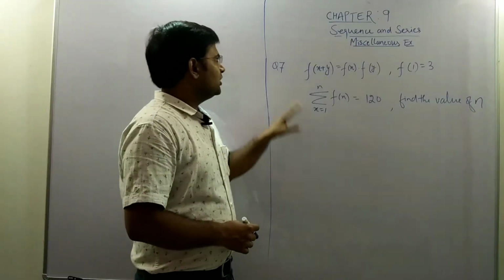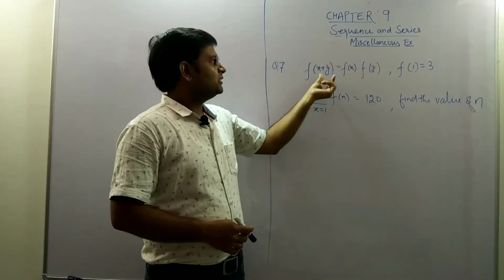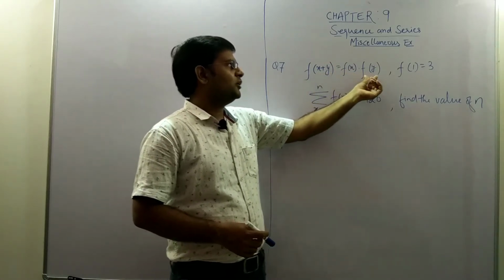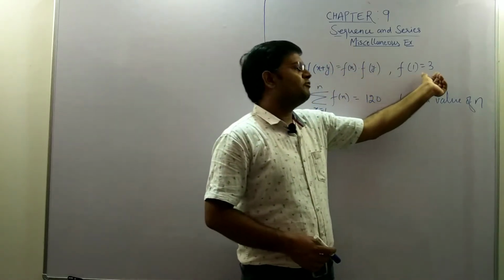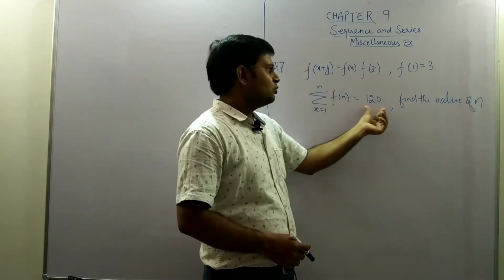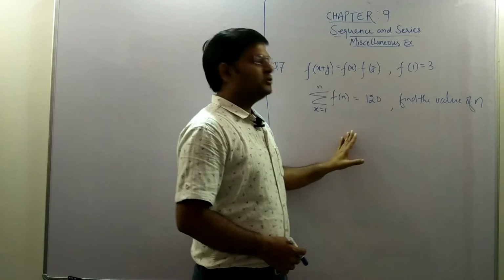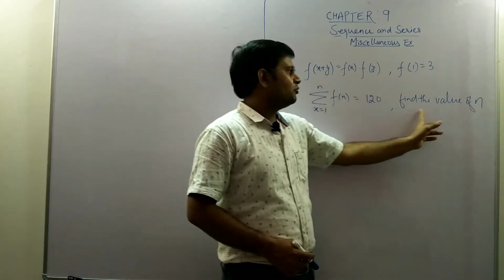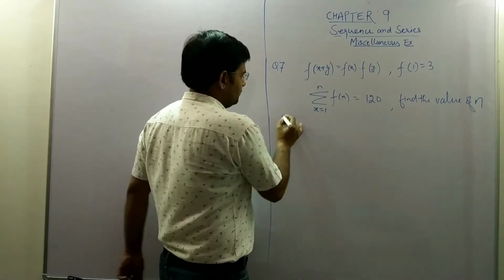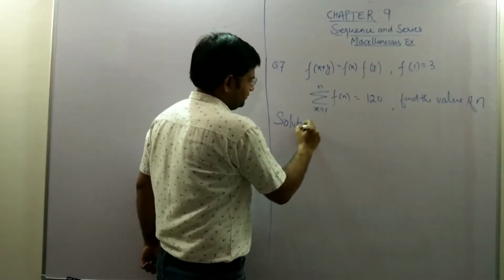Okay, now see question number 7. This is given to you, all these informations like f(x plus y) equal to f(x) into f(y), comma f(1) equal to 3, and this summation x equal to 1 to n, f(x) equal to 120. These all informations are given to you. You have to find the value of n. So let's begin now. We can write the solution.